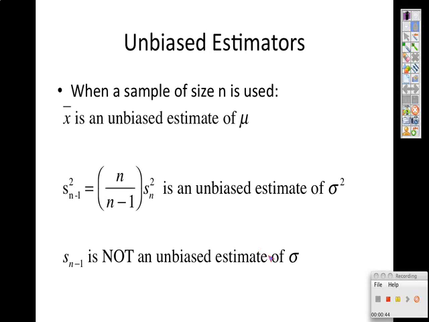For the variance, we have to do a small calculation to get the unbiased estimate of the population variance. We're going to take n divided by n minus 1 and multiply by the sample variance. And that will give us the unbiased estimate. There is no unbiased estimate for standard deviation. That's one thing to keep in mind.